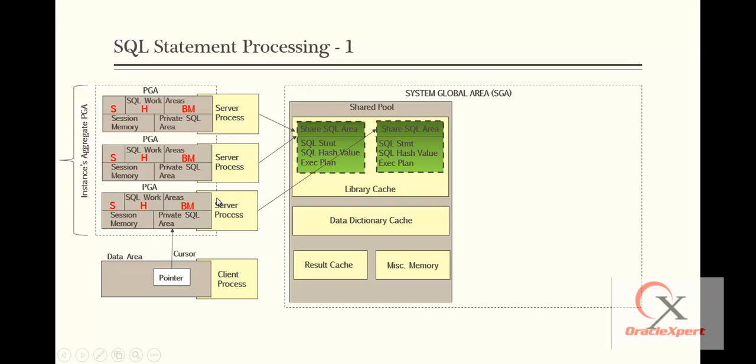Now here there is some interesting part. So this is my client process. The client process also requires some amount of memory, which is the data area. That data area contains a pointer. This is on my client process. This pointer points to my private SQL area, which is in my server process's PGA memory allocation. This pointer is what is called a cursor.